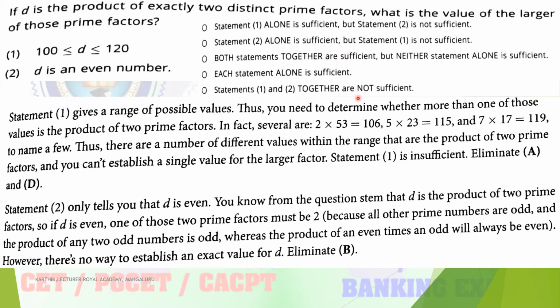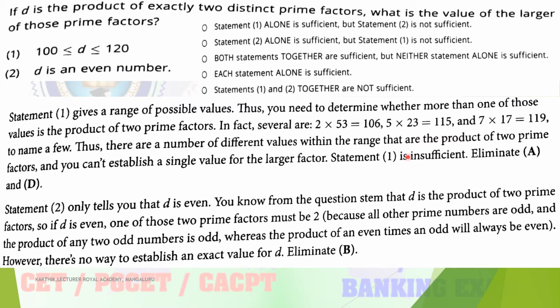So in between 100 to 120, in total three different values you are getting. One is 106, 115 and 119. So here three values you are getting. We have to choose only one value. So it is not possible from the first statement. From the first statement you are getting three values, so it is not possible.